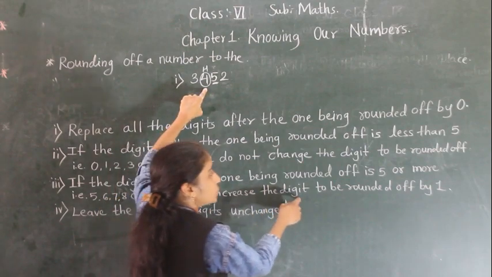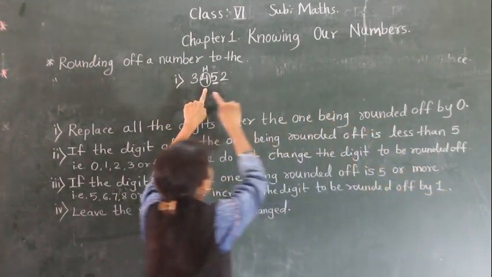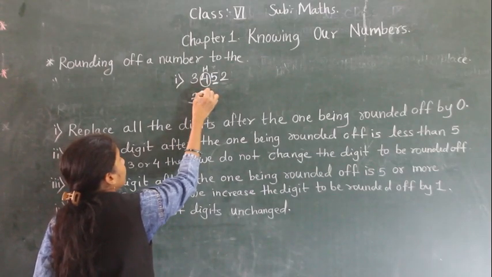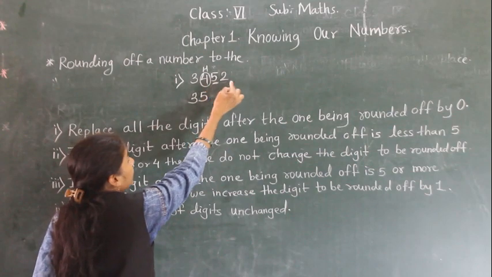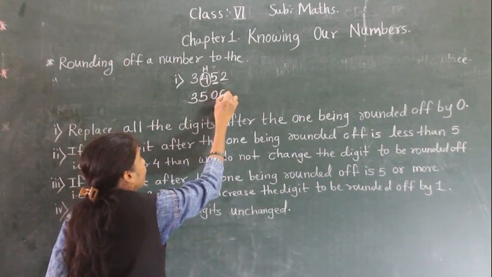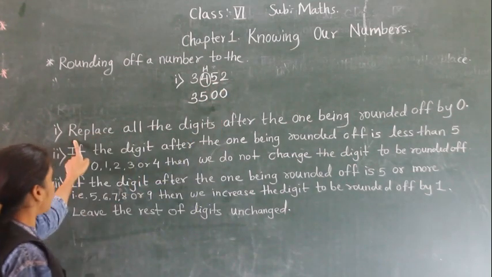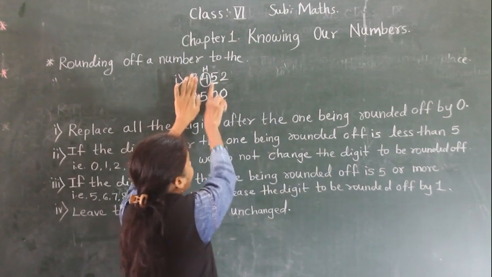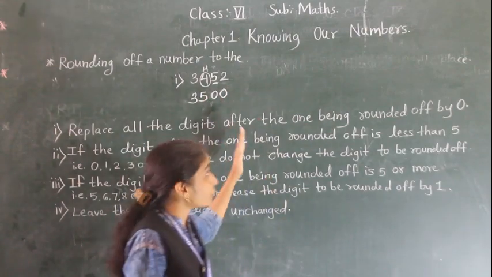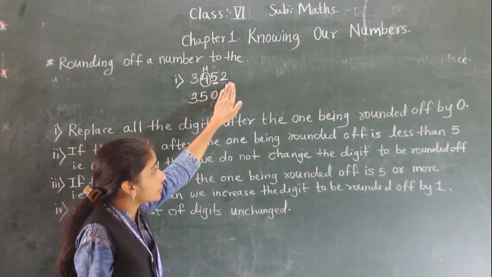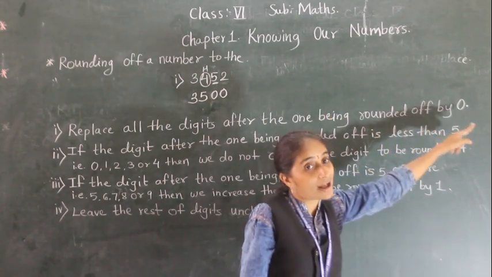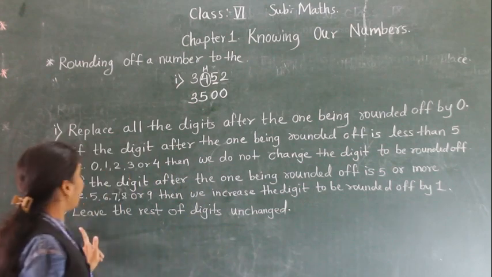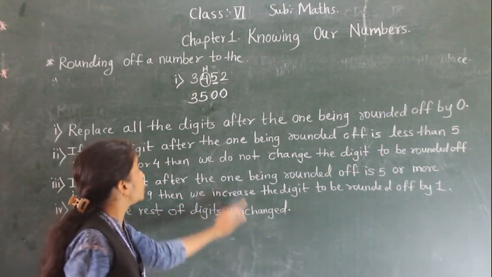Here we increase the digit to be rounded off by 1. So this digit will increase by 1. What will be the answer for that? 3, 5 and the remaining digits will be 0, 0. That is given: replace all the digits after the digit being rounded off. This number will be rounded off, so whatever digits are after it, we are going to make 0. Everyone understood this? See, leave the rest of the digits unchanged.